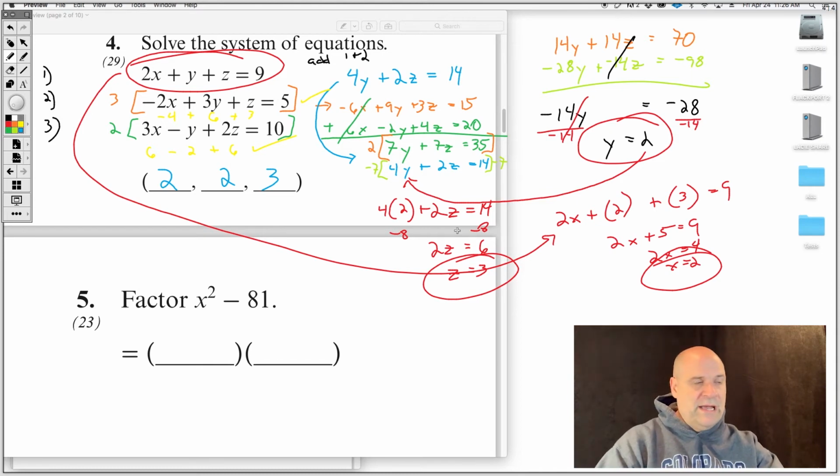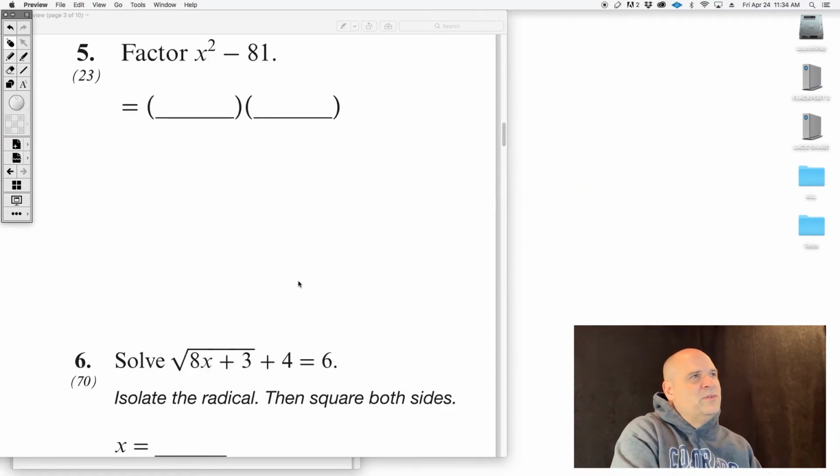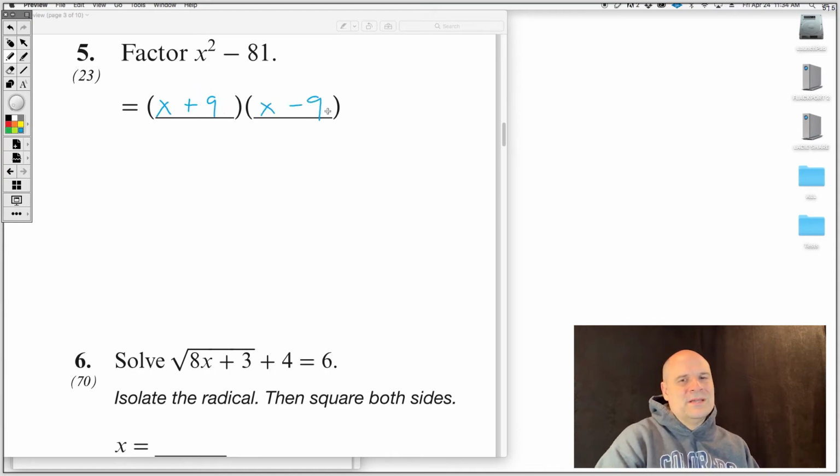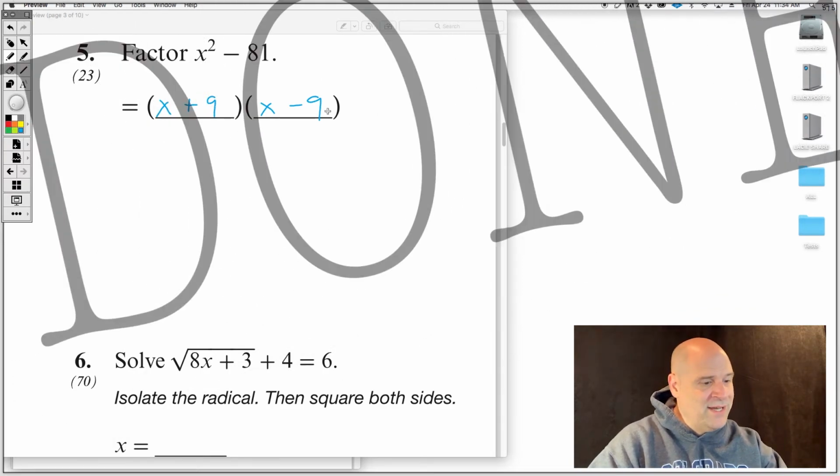Okay, number 5. How beautiful is this? It's just a difference of 2 squares. How do you factor a difference of 2 squares? Square root of the first plus the square root of the second times the square root of the first minus the square root of the second. That's it. So nice. Thank you, number 5.